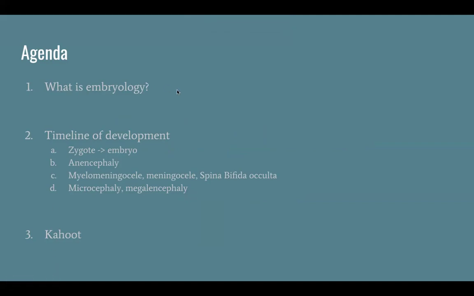So first, what is embryology? And then in this video, I'm going to go over the stages from zygote to embryo. And then after that, in the second video, I'm going to go over the neural plate, crest cells, and neural tube formation. And then in the last video, I'm going to go over some anomalies in development.